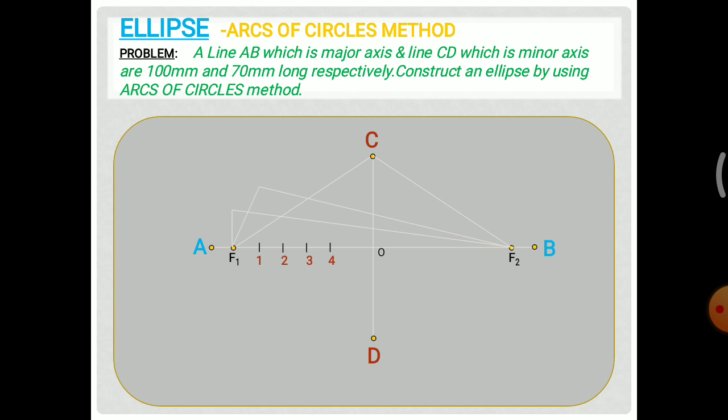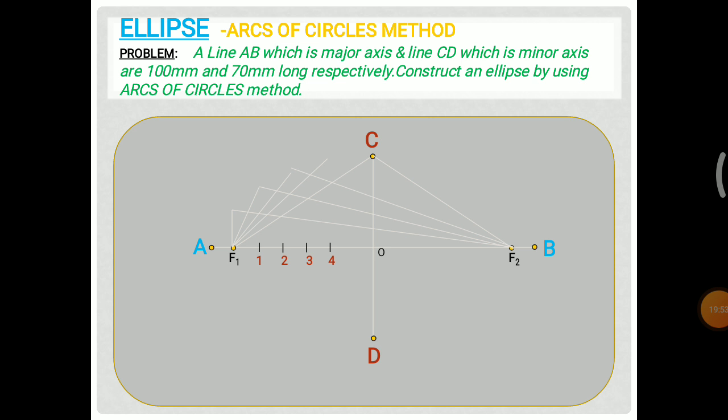So for the third point also, take A3 as length and F1 as center. Draw an arc. Next, take B3 as length and F2 as center. Draw another arc by intersecting the point. And for the last point also, we take the same procedure.